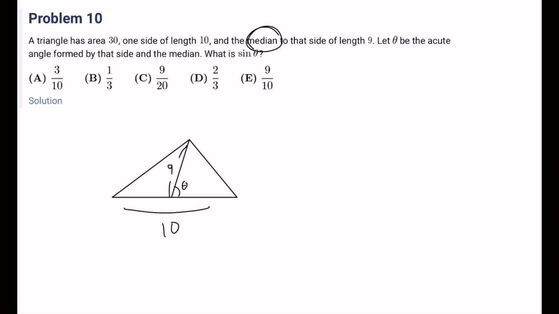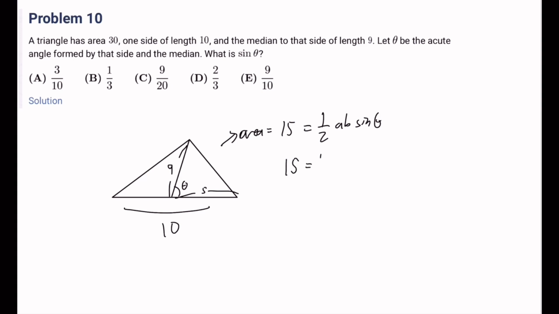Okay, since this is a median, that means these two lengths are the same. So that means the area is split in half, and this length is 5. The area of this triangle is 15, because that's 30 divided by 2. But we know that the area is also 1/2 AB sine theta, where A and B are these lengths, and theta is that angle. And so we know A and B, so we can get sine theta.